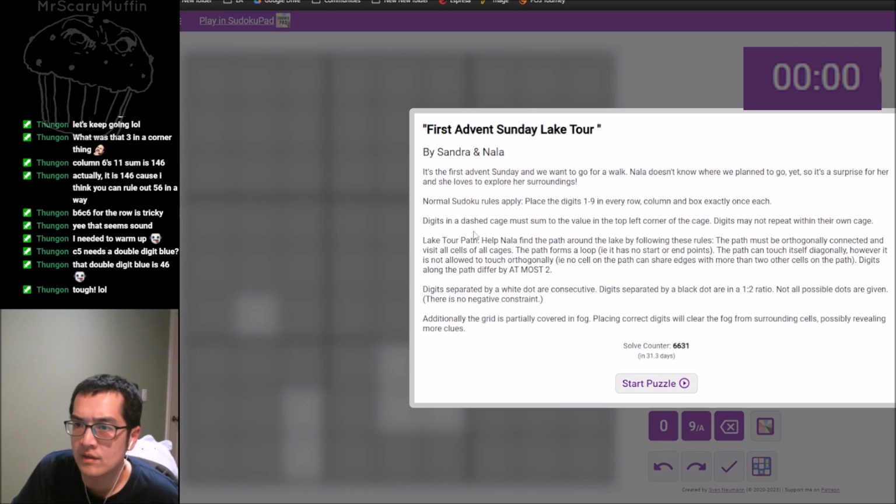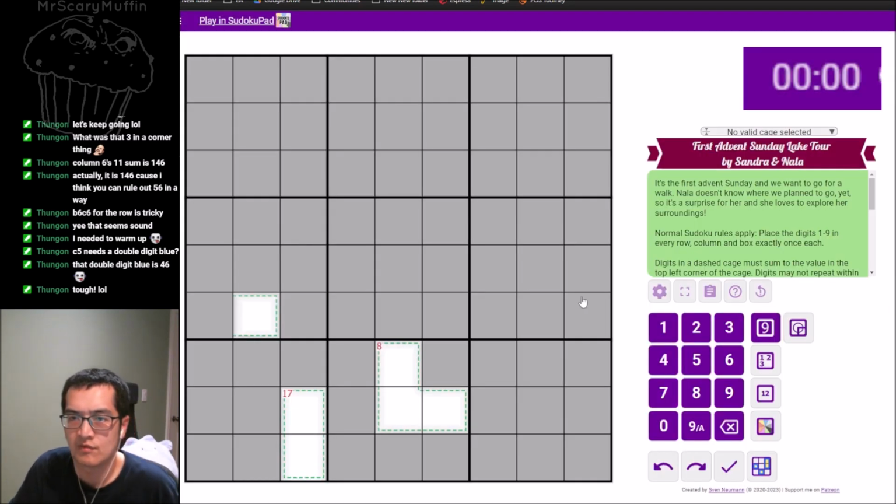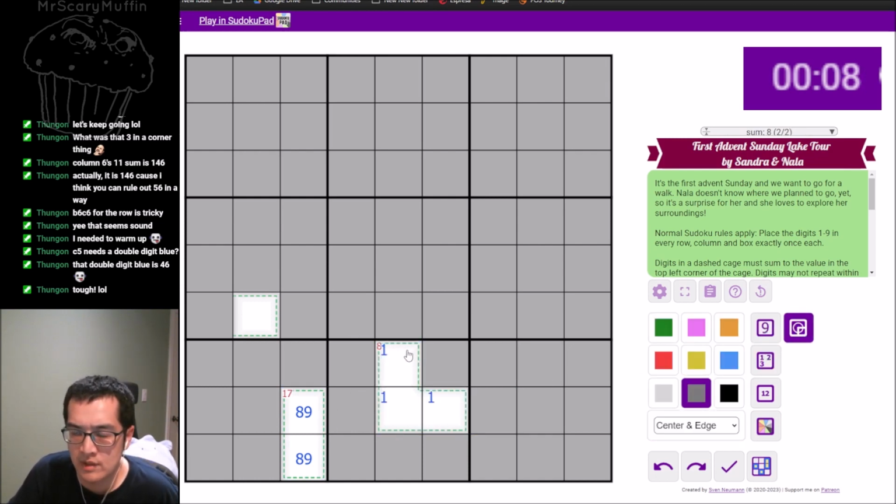Okay, and the digits along the path differ by at most 2, so it's almost consecutive. We do have white Kropki dots and black Kropki dots. Fun. Okay, well, this is an 8, 9 in there. This has to be a 1 in here. And we can start drawing some of these lines, right?